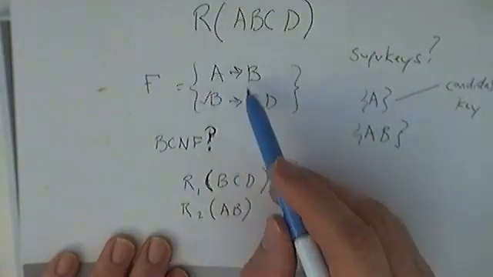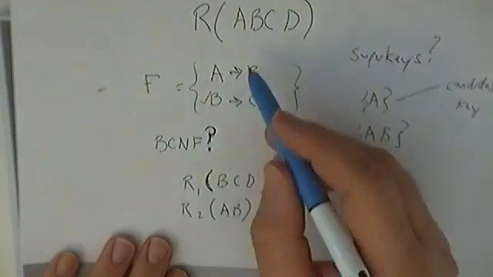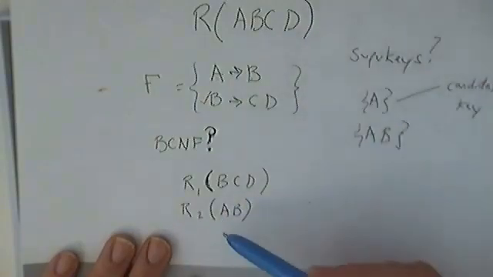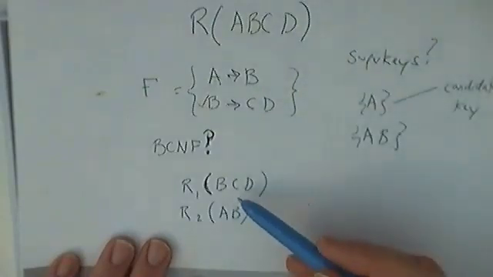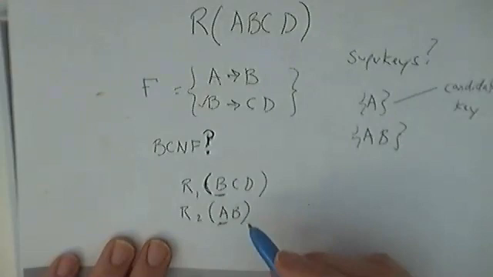And then likewise with AB, is A a superkey of this? Yes, it is. Okay, so this winds up being a BCNF decomposition. And what the theory tells us, of course, is that if we had the choice between defining this table in our database and defining this other table, we would much prefer to define it this way.